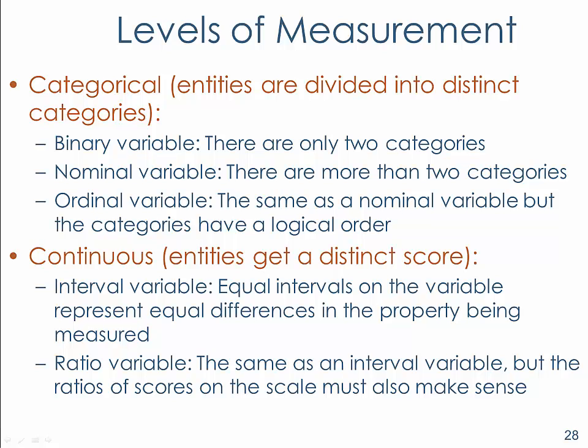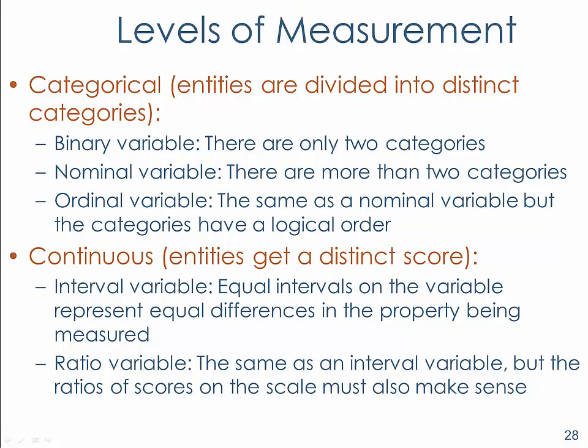The interval variables have equal intervals on the variable that represent equal differences in the property being measured. For example, the difference between 6 and 8 is equivalent to the difference between 13 and 15. And then you have ratio variable, which is our highest level of measurement, and that's the one we like to work with, and we'll see why a little bit later.